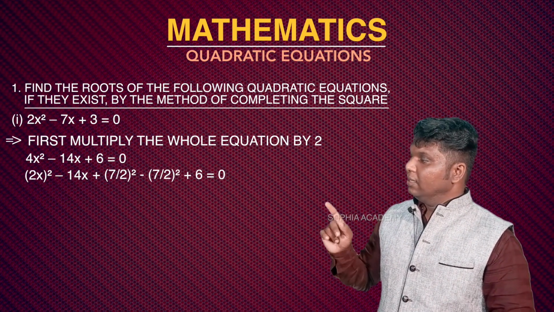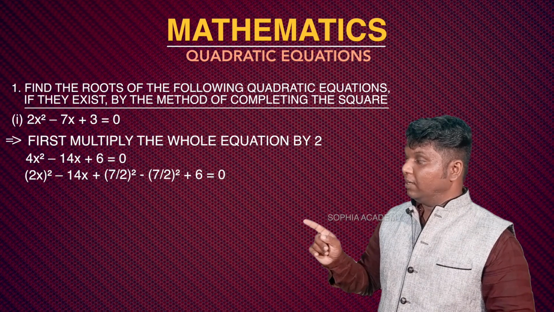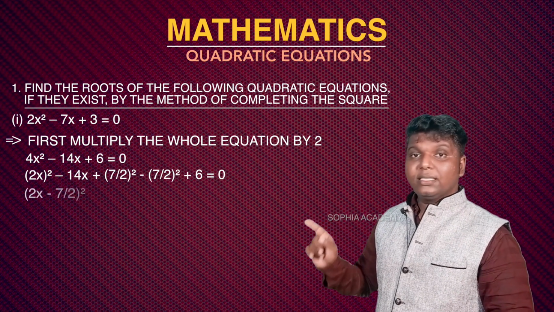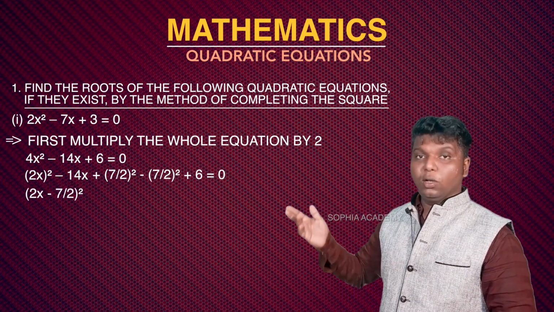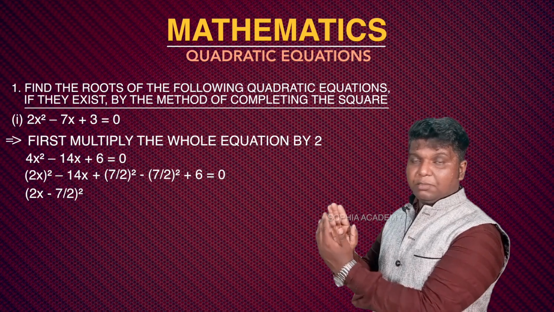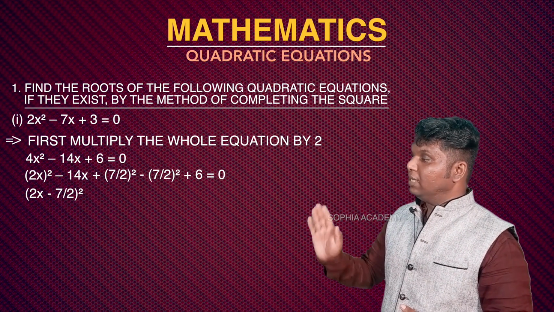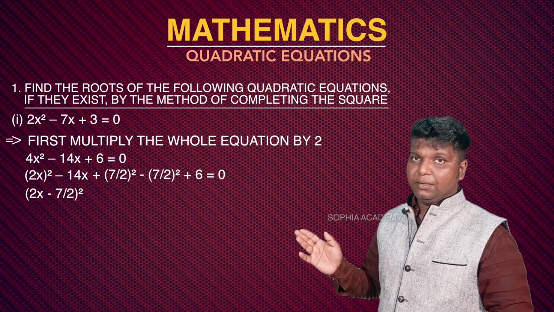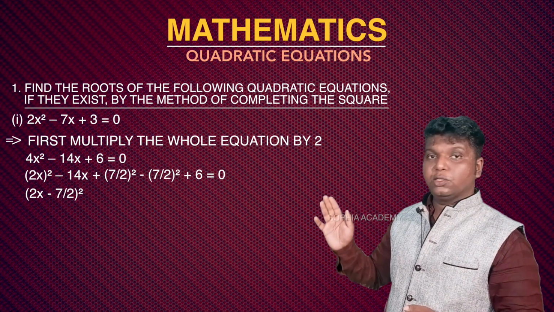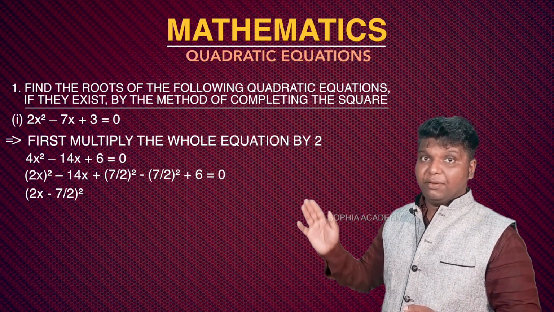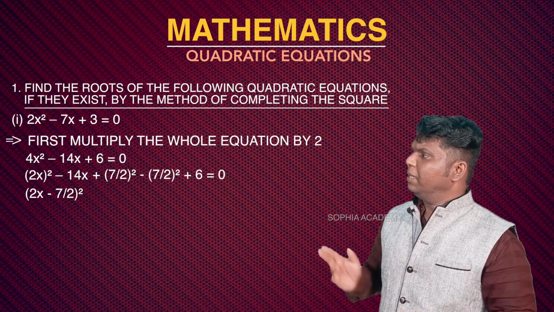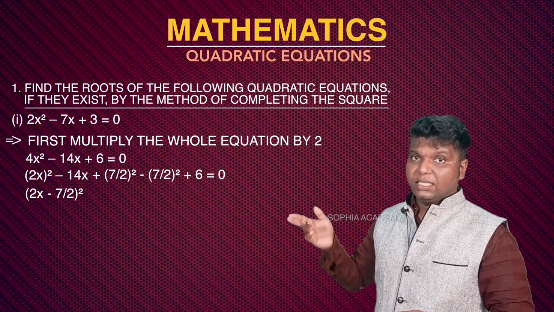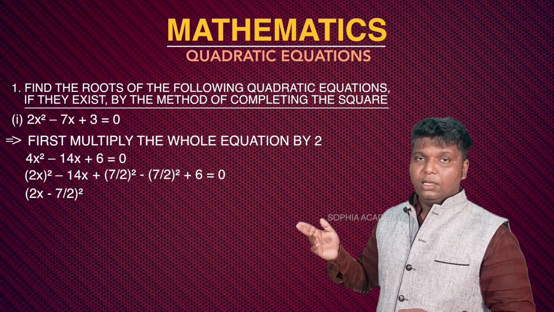So this implies 2x minus 7 by 2 the whole square. So instead of the first 3 terms, we brought it as 2x minus 7 by 2 the whole square. Then what is the number left there? It is minus 7 by 2 the whole square plus 6. Now expand 7 by 2 the whole square: 7 square is 49 and 2 square is 4.